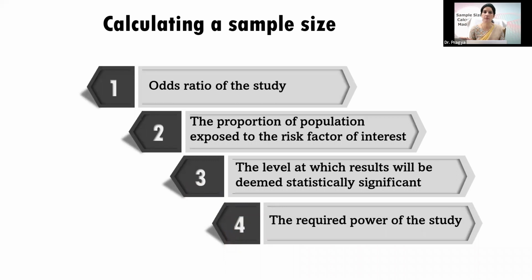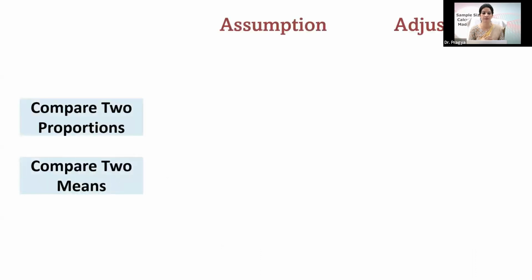The minimum significance we fix at 5% and the minimum power we fix at 80%. That we discussed in the first session, so I'm not going into the detail of that. Here we will discuss mostly the odds ratio and how a change in the odds ratio, or change in the exposure pattern in the population, affects the sample size.